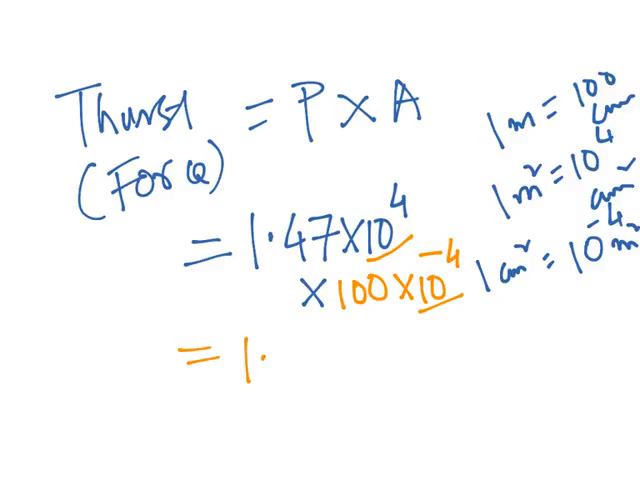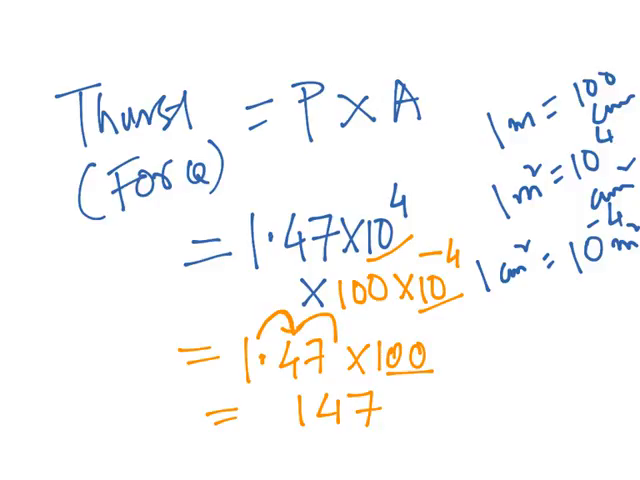So what remains is 1.47 into 100, which is nothing but 147, because there are two zeros. So the decimal point moves two places, and the unit is Newton. The unit of force is always Newton if all the other units are in SI. So that is your answer. Thank you. I think you have understood this problem. If not, kindly post your doubts, and we can clarify them. Thank you very much.